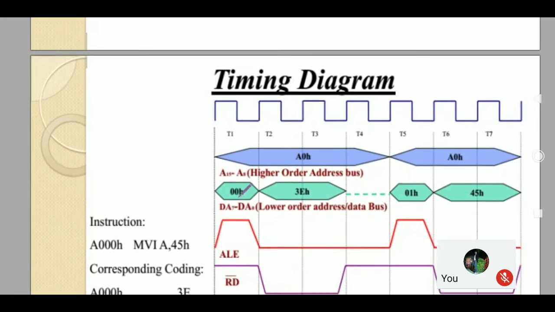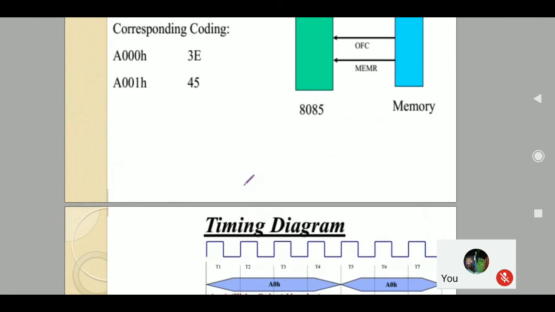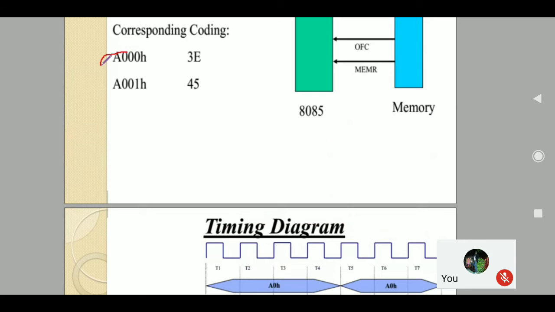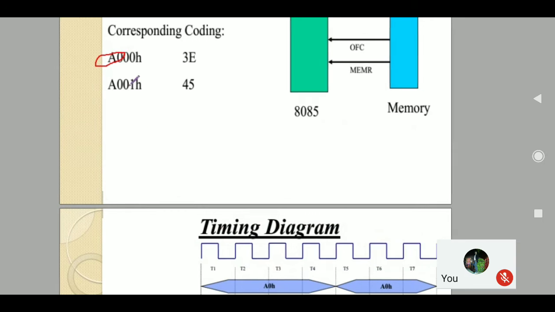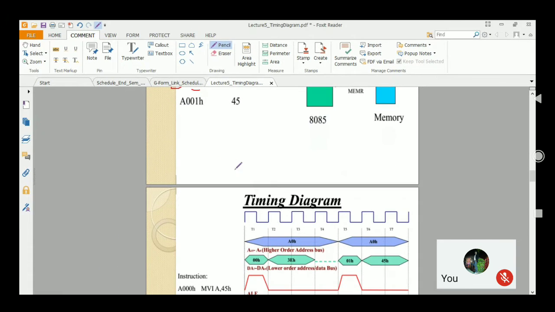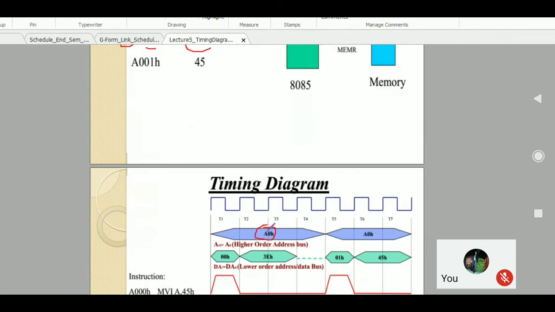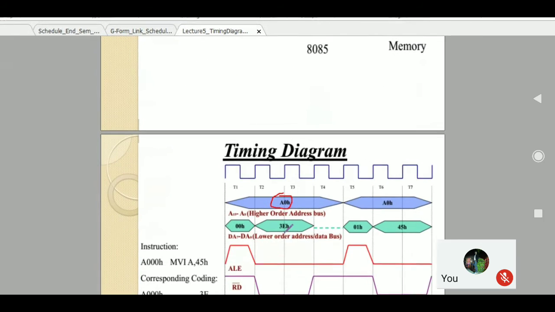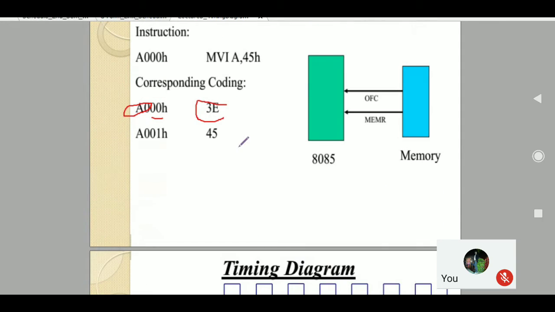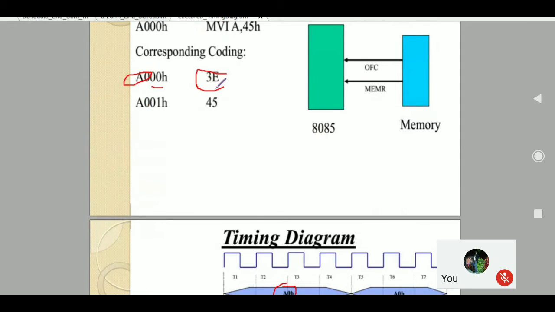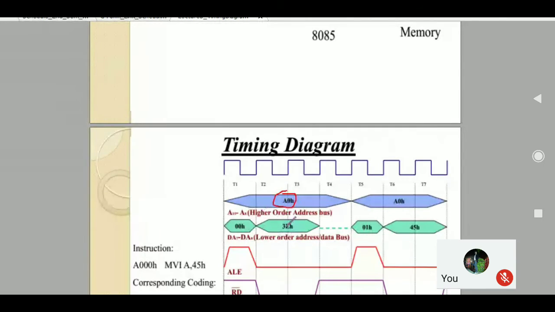So here, this is my higher order address, and this is my lower order address. The higher order address has come here. This is for the opcode fetch phase of the MVI A opcode. And again for the next one, the loading of this opcode, 3E, I will give in this opcode fetch phase.